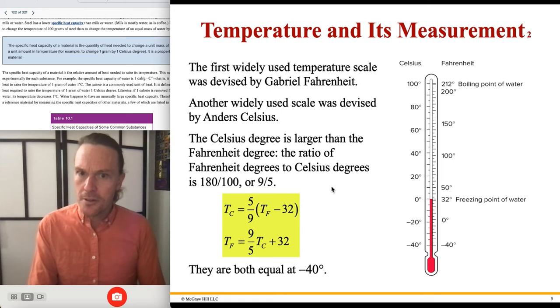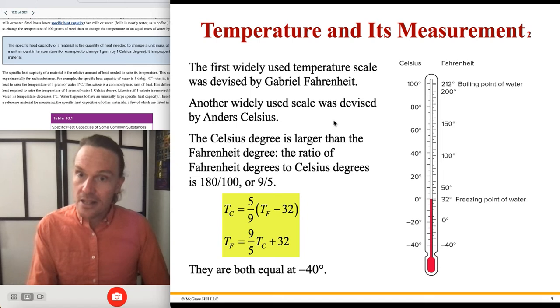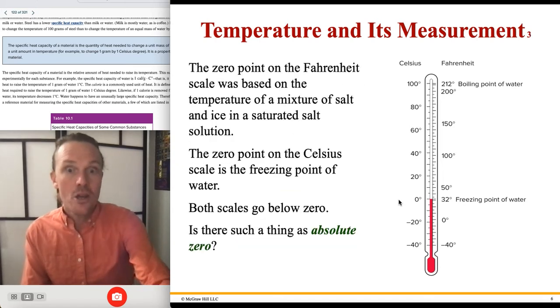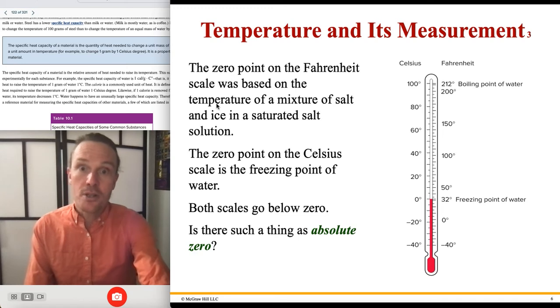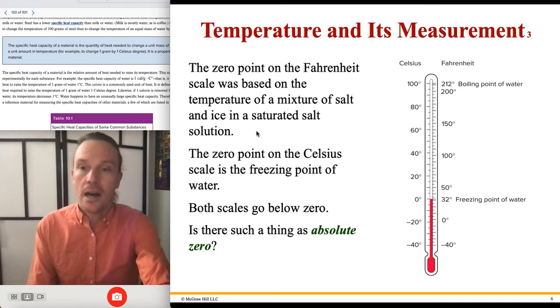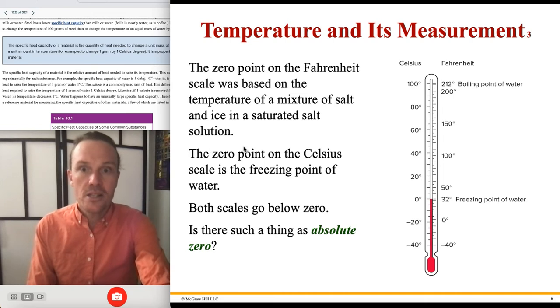What are the units of temperature? Well, we got some candidates, right? Celsius, Fahrenheit. I outright said it's not Fahrenheit. Is it Celsius? No, it's that thing I said, it's Kelvin, okay? So the 0 point on the Fahrenheit scale was based on the temperature of a mixture of salt and ice in a saturated salt solution. I think there was some experiments with phase changes. You can kind of get those multi-phase states.